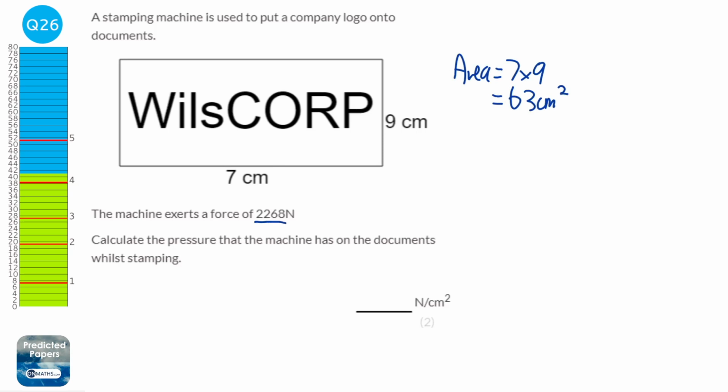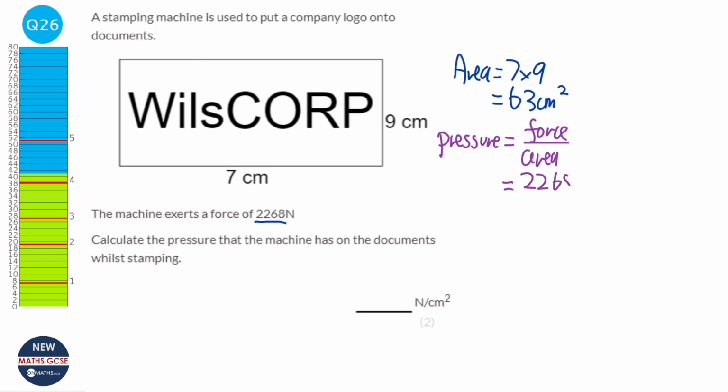So what we can do is write down the pressure formula, which says that pressure equals the force divided by the area. Force is given to us as 2268. The area we've calculated is 63. Divide the two and you get 36. So it's going to be 36 newtons per centimetre squared.